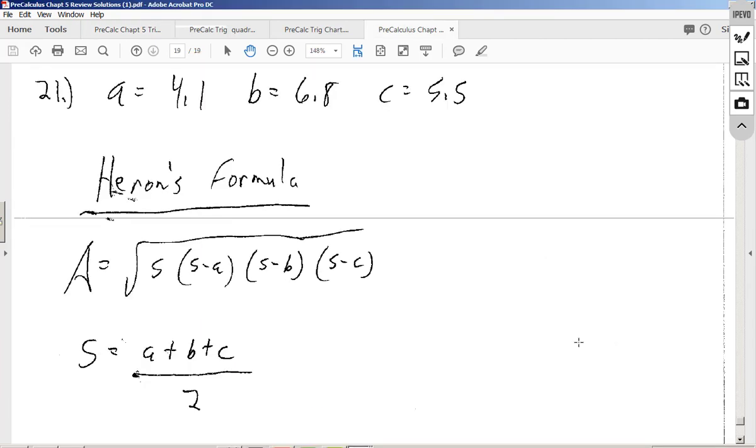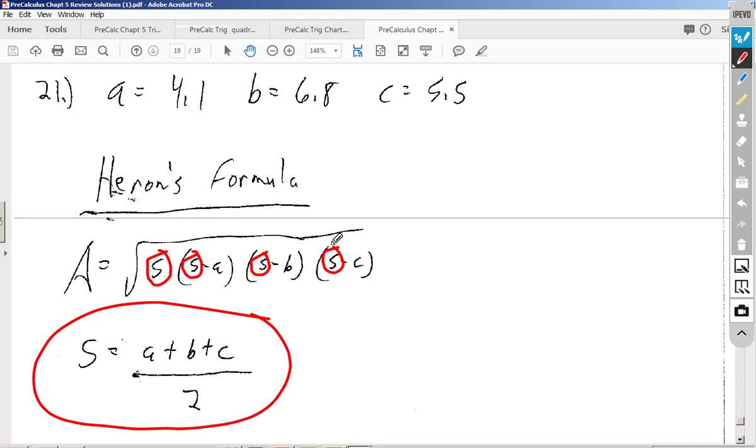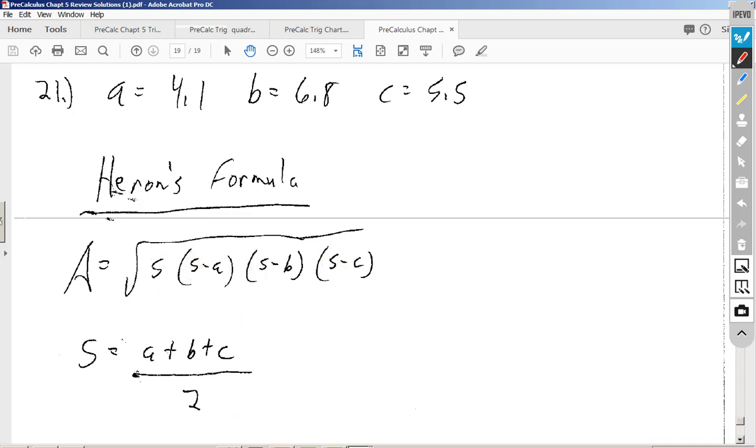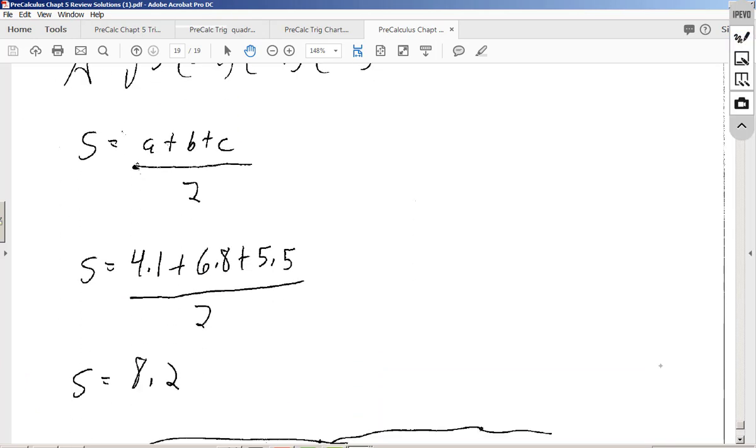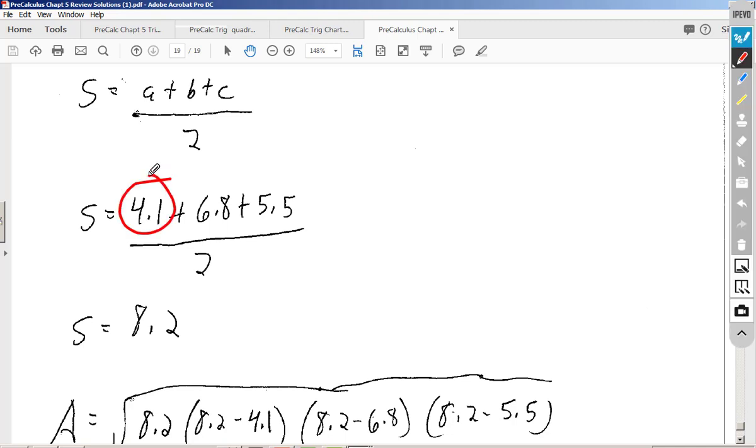So here I've got my formula. It says that A plus B plus C all divided by 2 is going to give me the S that I need to use for this formula. So that's my very first thing I'm going to do. I'm going to substitute in those numbers. Substituting in A, I got 4.1. Then I'm going to add my B, which is 6.8, add my C, which is 5.5, and divide by 2.